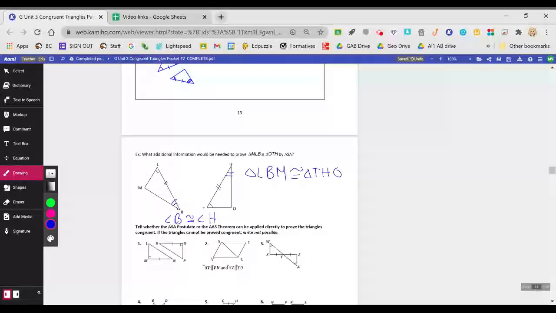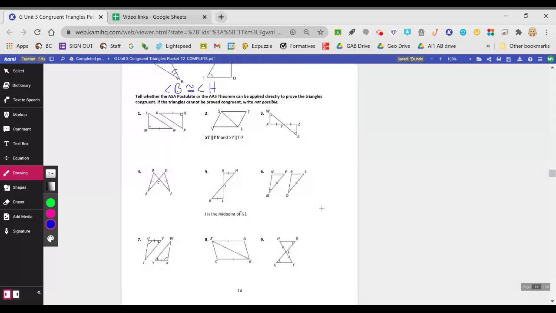Now we're going to tell if we can prove these congruent by angle, side, angle, or angle, angle, side. So if I look at this first one, I cannot prove those congruent because I only know the right angles. So it's not possible.